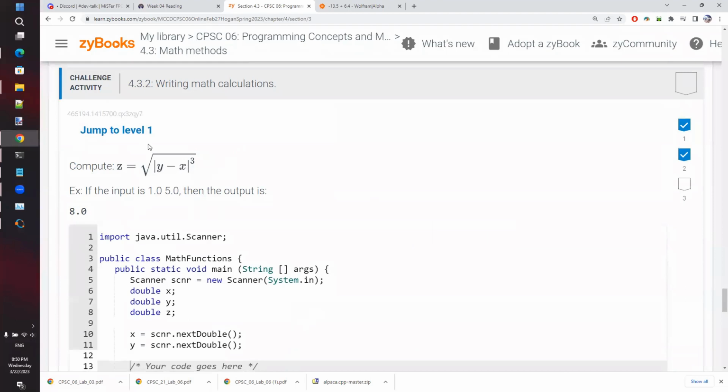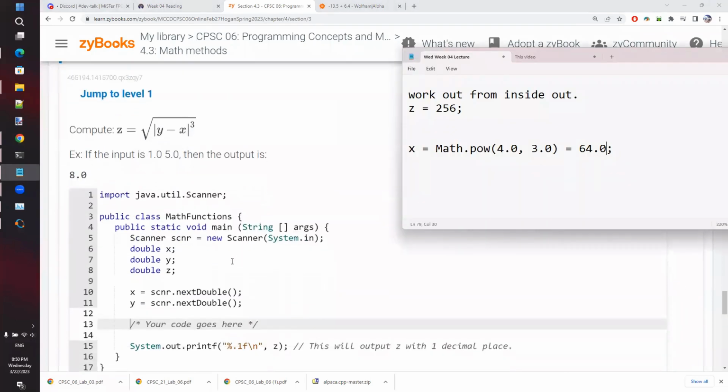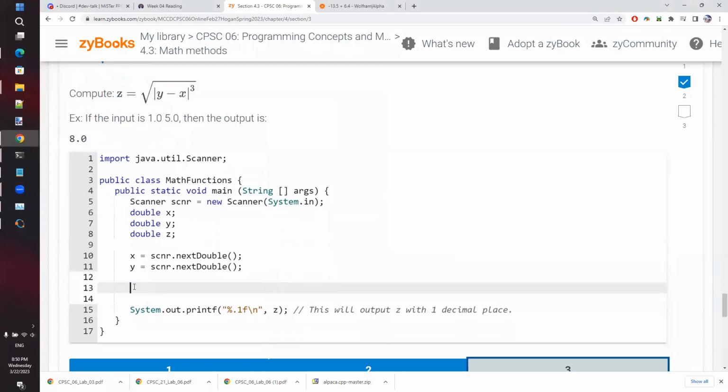So this one's more complicated, but we can do it. z equals, that part's easy. Then we get to a square root. The whole thing is in a square root. So I'll type the square root now, Math.sqrt, parentheses. I'll even put the semicolon on the end. Now what's inside the square root? Well, in the square root, there's an absolute value.